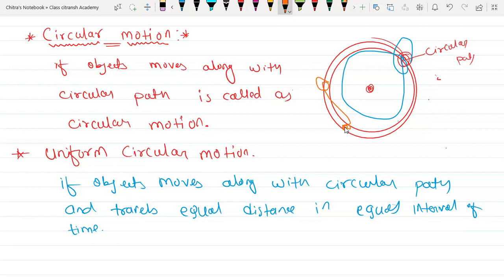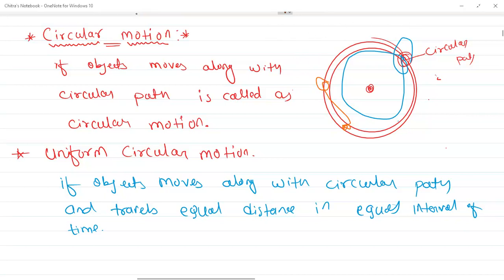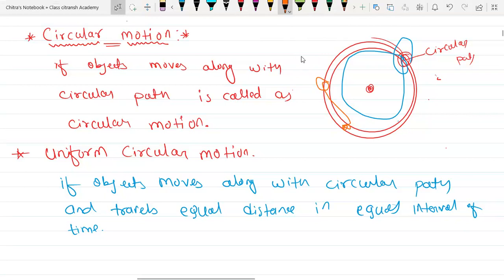And suppose you want to calculate the distance. What is the circumference of the circle formula? 2 pi r, right? Yes, sir. Wait a second, let me write here. Here we have 2 pi r, where r is the radius and pi is 22 divided by 7, right? By this you can calculate the distance. So 2 pi r is the formula that we have to use.